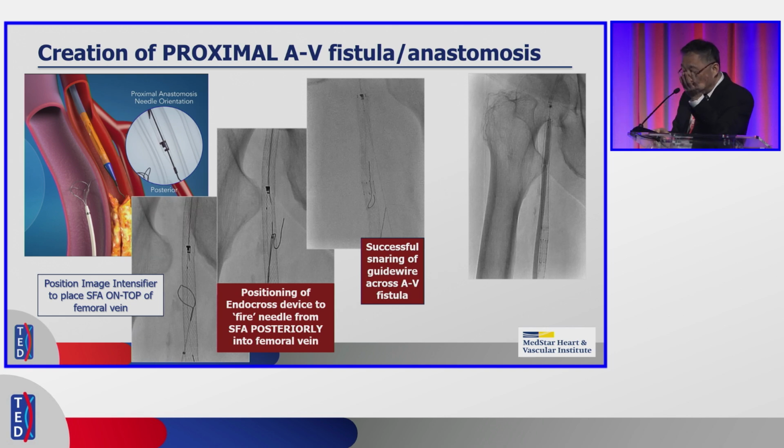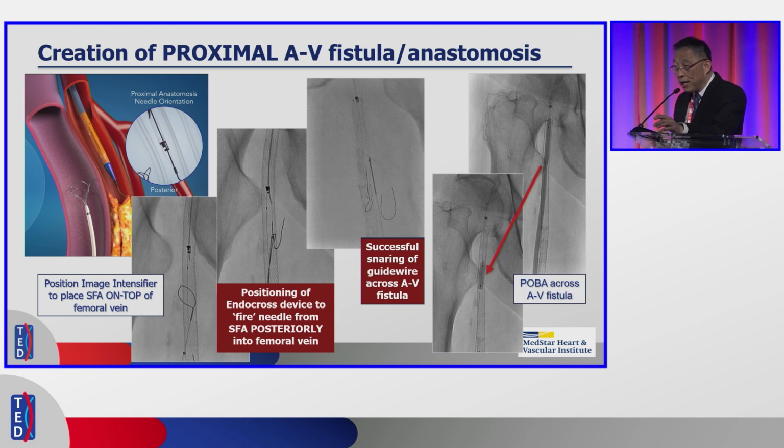Then after you pull it down, you create a fistula by ballooning across the AV graft, right? And this is sometimes difficult, so just get a non-compliant balloon and do it. Okay, so you're done with the proximal segment. And this is very, very fast. When you do this, in a couple of minutes, you're done with this.